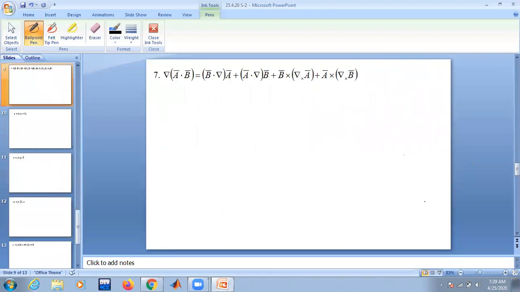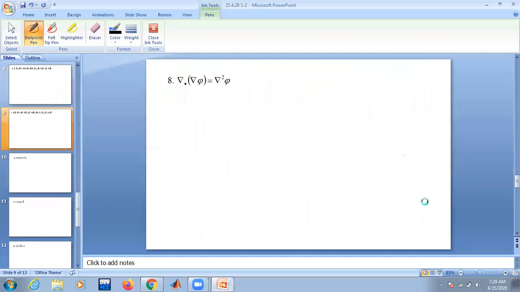Now, sixth and seventh results will be proved in the next session. Now we'll prove the eighth result. What the eighth result says: divergence of del phi equals del square phi. So div of grad phi equal to Laplacian, del square phi. How to prove this result?